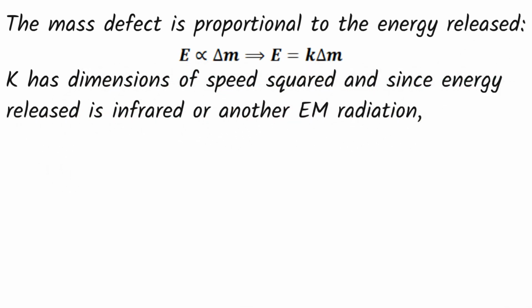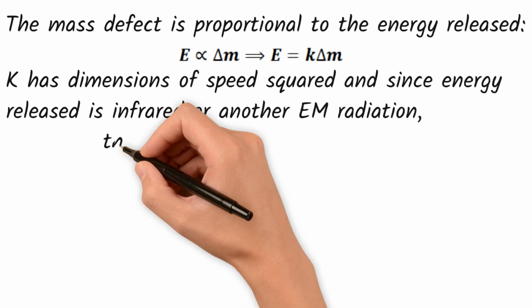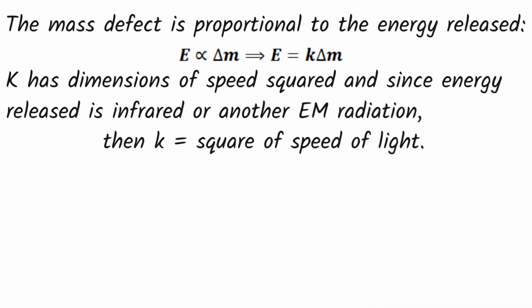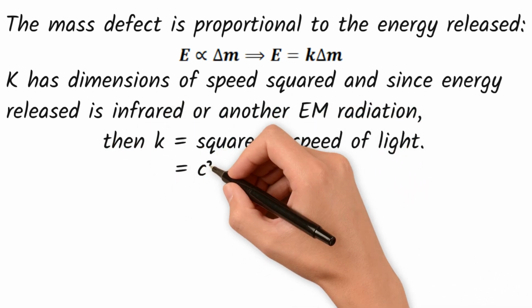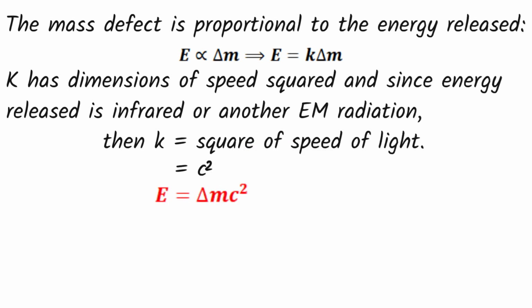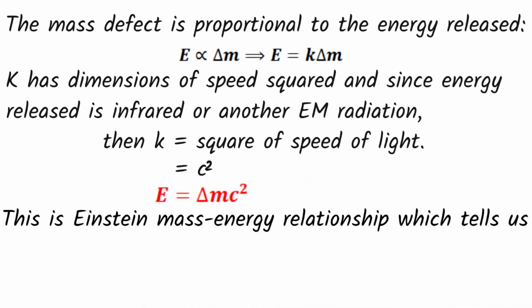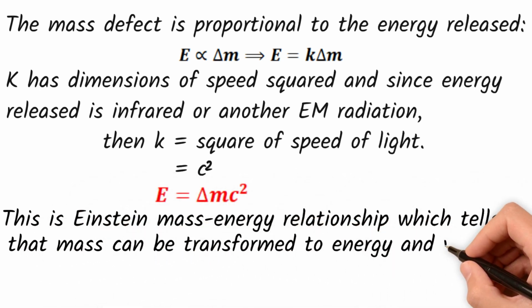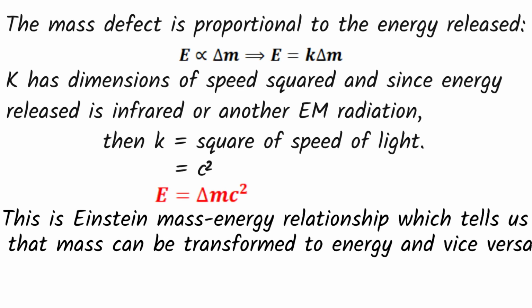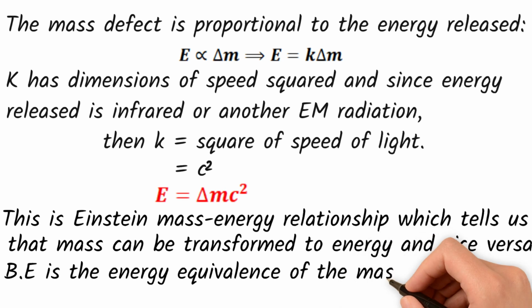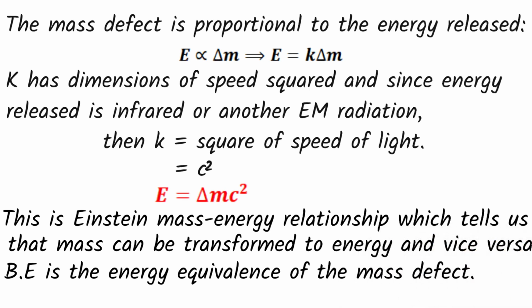Now, energy release is usually in the form of heat or infrared radiation or any other form of electromagnetic radiation. So, which means that K there represents the square of the speed of light. And we now have that relationship E equals delta m c squared. This is what is usually called Einstein's mass-energy relationship, and it tells us that mass can be transformed to energy and energy can be transformed to mass. Binding energy is actually the energy equivalence of the mass defect.